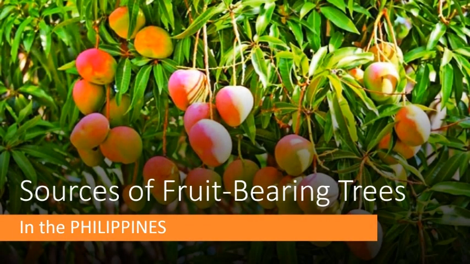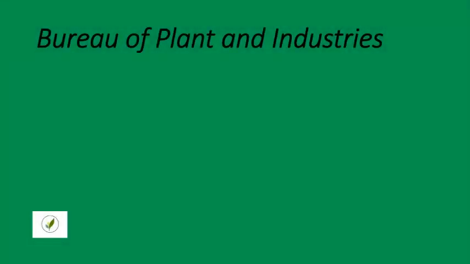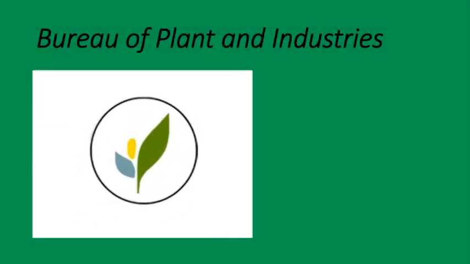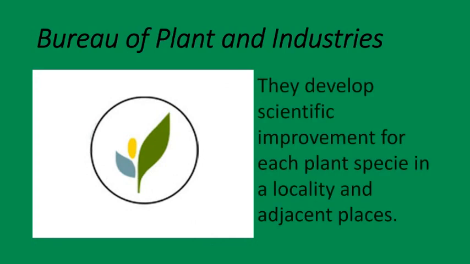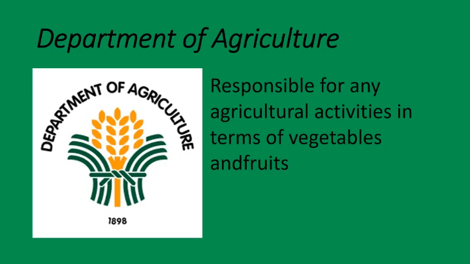Fruit-bearing trees are available and sold in different stages of growth and ready to be transplanted. Bureau of Plant Industry: they develop scientific improvement for each plant species in a locality and adjacent places. Department of Agriculture: responsible for any agricultural activities in terms of vegetables and fruits.